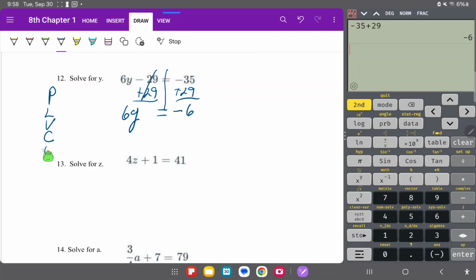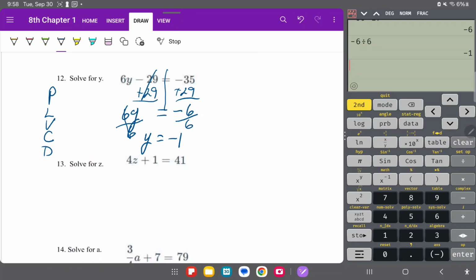So now we divide last. We're going to divide by the coefficient right there. That cancels out. So y equals negative 1. If you're not sure what to do, just go negative 6 divided by 6 is negative 1.